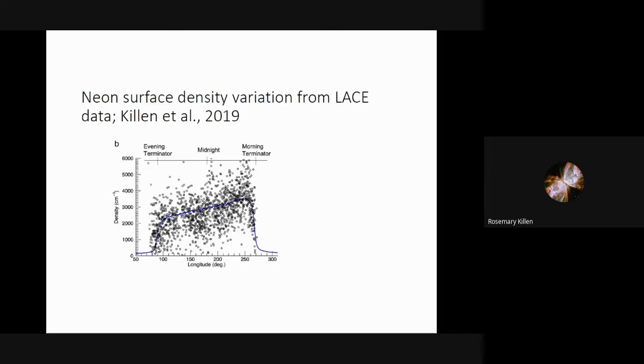So the next slide shows how we fit with a model, the neon, to show how it varies during the nighttime. And these are surface number densities because the LACE mass spectrometer was sitting on the surface. And so the neon piles up at night on the surface. So, of course, the atmosphere is condensing onto the surface and the atoms are piling up on the surface.